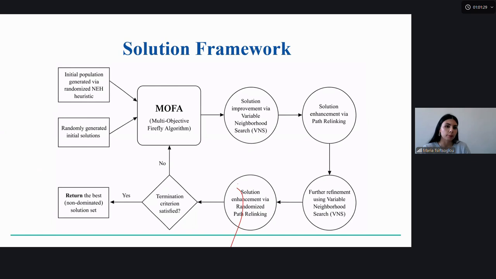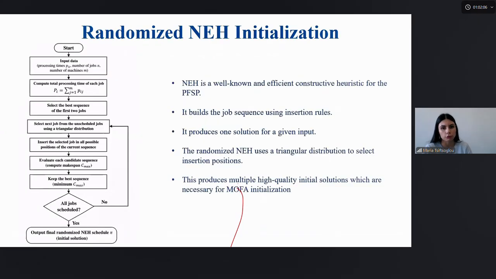Half of the initial population is generated using the randomized NEH, while the remaining 50% is generated at random. We apply MOFA to the solutions, and we improve the solutions further using the VNS for the first time. Then we apply path relinking, and after that, we further refine these solutions using the VNS a second time. And finally, we apply the randomized path relinking. This process continues for 20 iterations and returns the best non-dominated set of solutions.